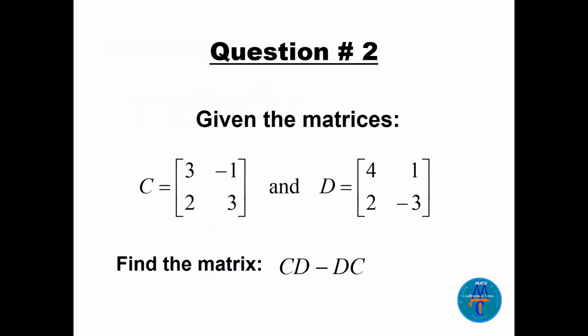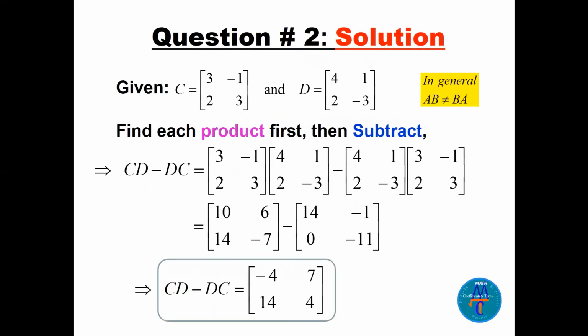Let's see question number 2. C is 3 minus 1, 2, 3. And D, 4, 1, row 1, 2 minus 3. Let's find the matrix CD minus DC. What do you think? You can ask yourself for a minute. What do you think the matrix CD minus DC, the final answer? You think it's zeros? Okay. No, the answer is no.